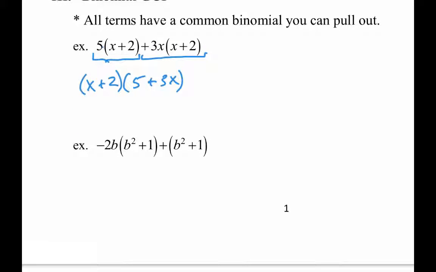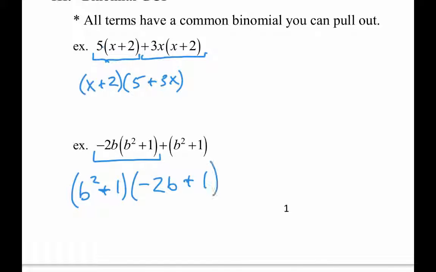And similar type of thing for the second one. If you take the second one, both of those terms have a b squared plus 1 in it. So my first term here, I'm going to pull out a b squared plus 1, and I need to put it in parentheses because I'm pulling out that whole thing. I'm not just pulling out like a b squared or just a 1. And when I pull that out of this first term, I'm left with a minus 2b. And then in my second term, this gets a little confusing. Some people want to do like the plus 0 here at the end.